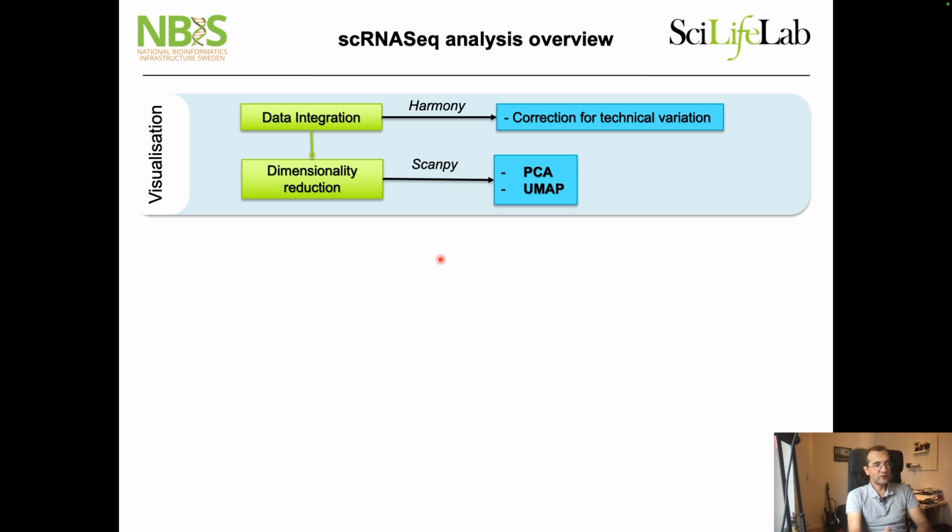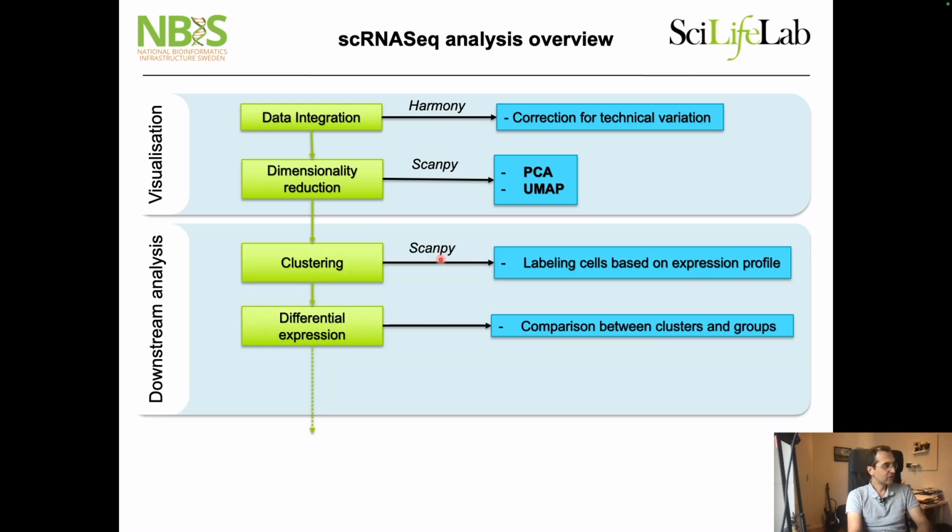Here there are different methods. The method that you use, all of them try to correct for technical variation you have in the samples that you try to analyze. And here you would use Harmony. In addition to that, after this step, you do dimensionality reduction with Scanpy. You generate PCA and UMAP to visualize the data and see the distribution of the cells in reduced dimensional space.